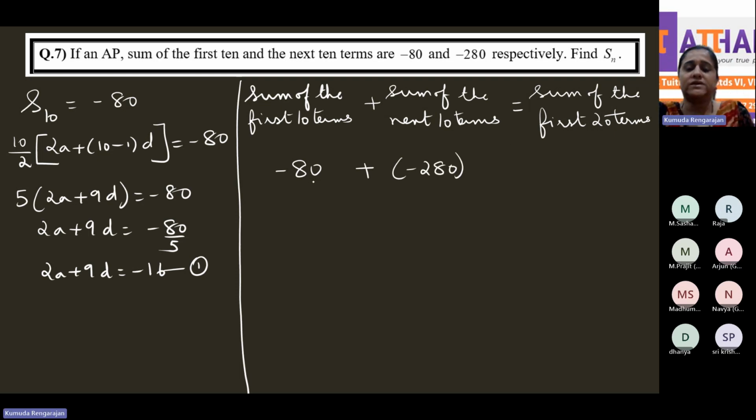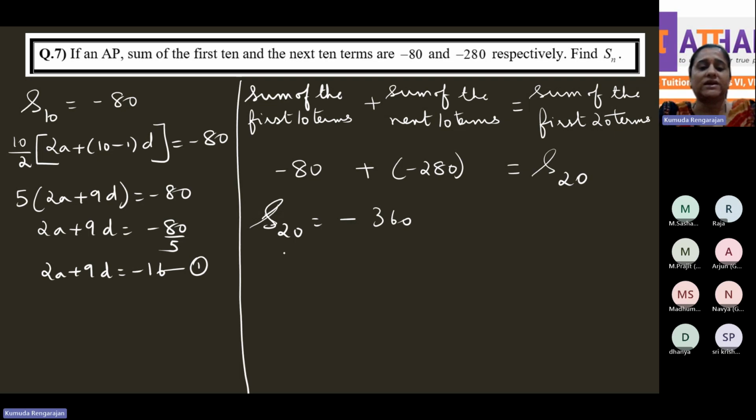So the sum of the first 10 terms plus the sum of the next 10 terms will give us the sum of the first 20 terms. First 20 terms meaning S20. So what is S20? S20 is equal to minus 80 minus 280, which is minus 360.